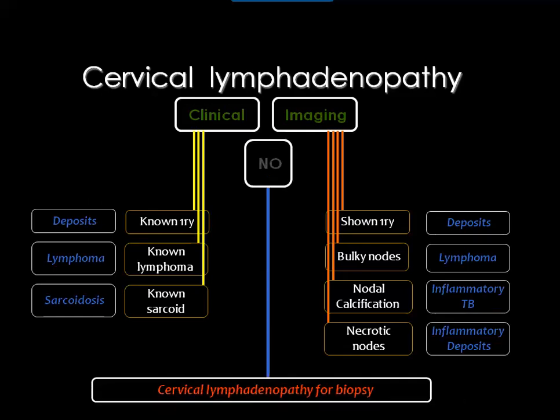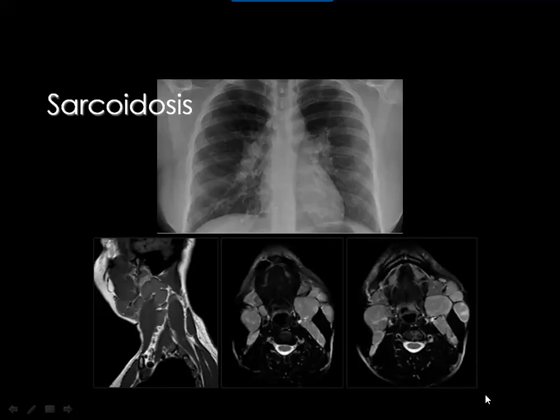Then, if you do not have any clinical evidence of these or any imaging findings of these, then you will say in your report that I am seeing cervical lymphadenopathy for biopsy. And I think you all know that the best way for evaluation of lymph nodes in the neck is through the fine needle aspiration cytology guided by ultrasound. This is one of the best and quickest ways. If you have a good pathologist, then you are able to sample any of the nodes in the neck and send it for cytology. Then you get the immediate diagnosis.